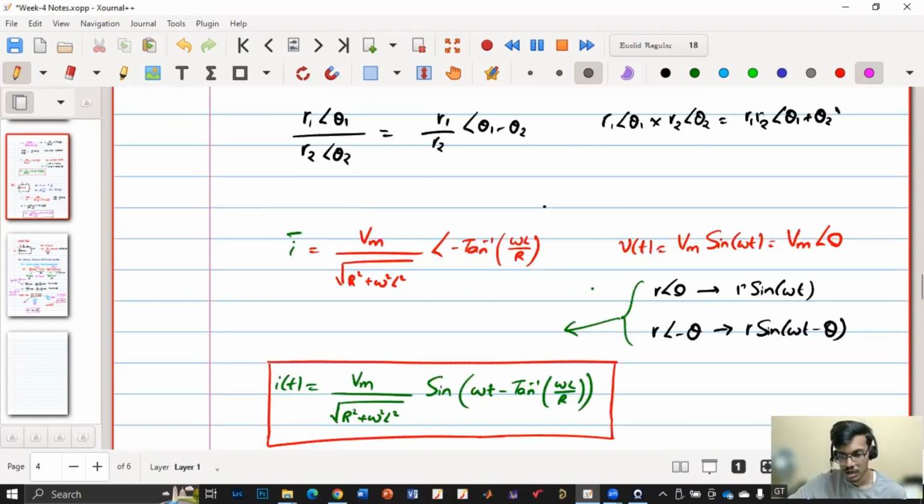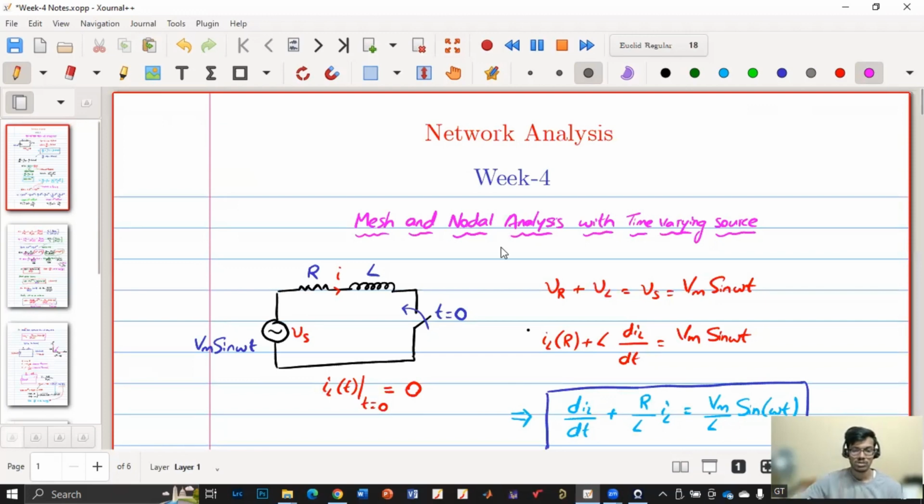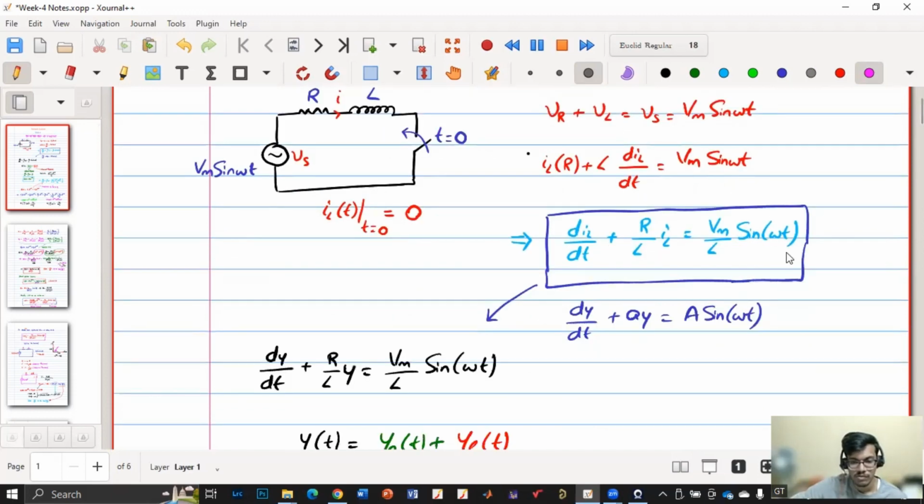If someone has missed some aspects, I'll quickly summarize what we have discussed today. Week 4 is about mesh and nodal analysis with time varying source, basically AC excitation. We started with a basic series RL circuit, which is started at t equal to 0, so the current is 0 and the input is Vm sin omega t. First we proceeded with the classical approach, where we write the KVL and get the differential equation.